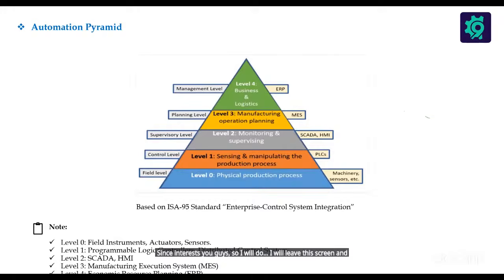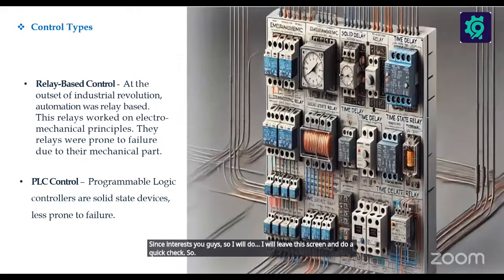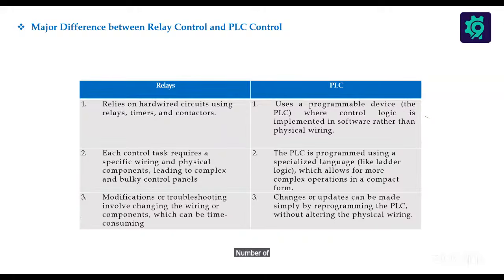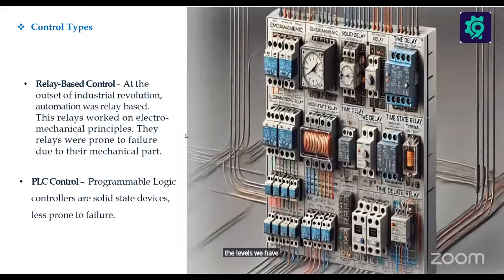quick check. Who can give me the number of the levels we have in the automation pyramid? Anyone who can mention the 5 levels, and then state what each of those levels are called. Anyone on the call? Michael, Samuel. Okay. Can we hear from Michael, Samuel?